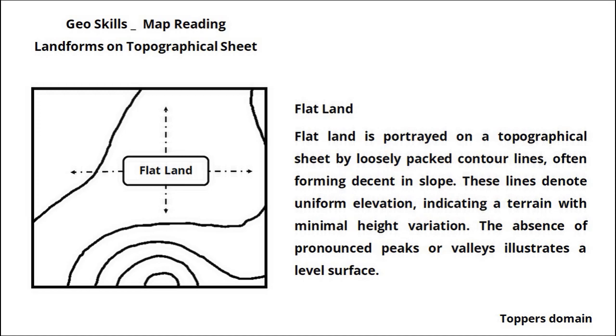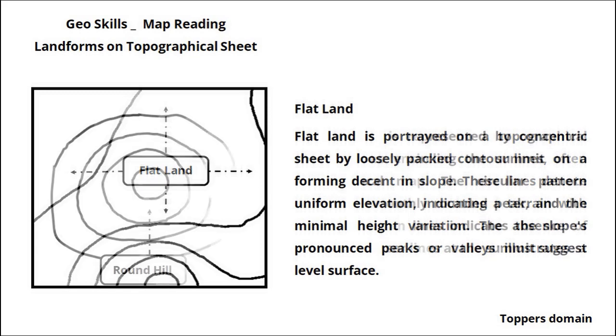Now, let's explore flat land. Flat land is portrayed on a topographical sheet by loosely packed contour lines, often forming a decent slope. These lines denote uniform elevation, indicating a terrain with minimal height variation. The absence of pronounced peaks or valleys illustrates a level surface.